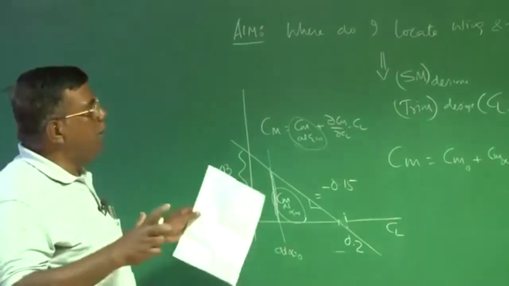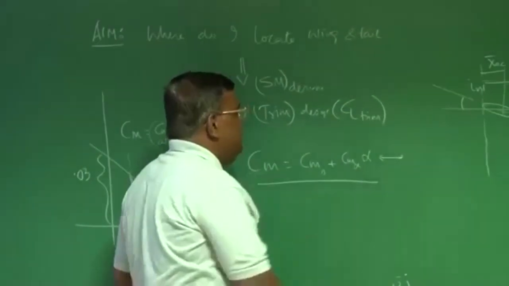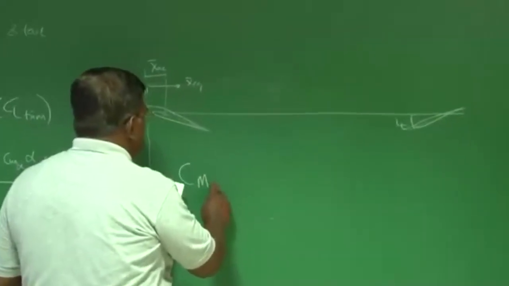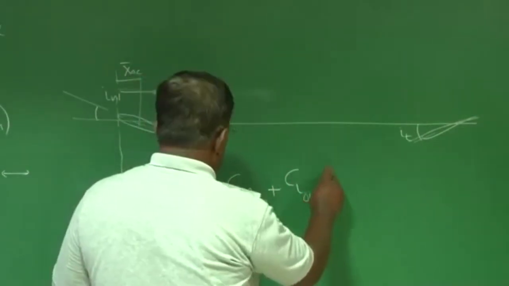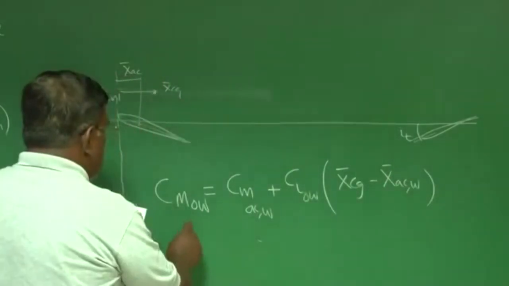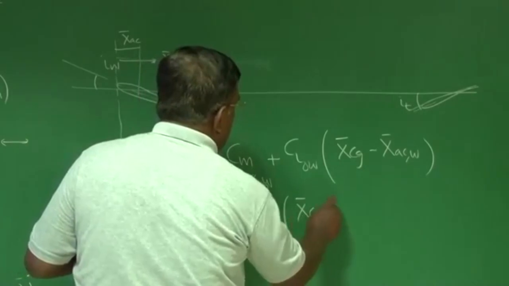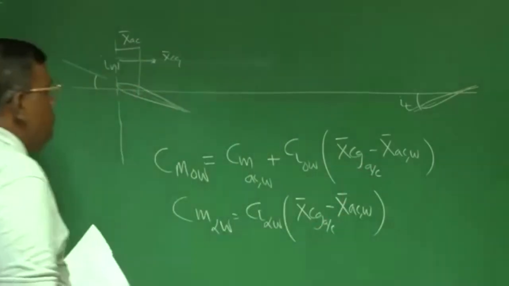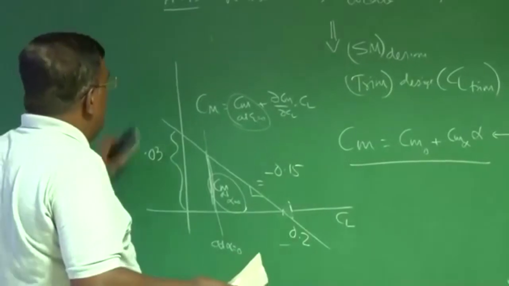And once you configure it, then you go for detailing what is CM at CL equal to 0, all such things you should modify. If I follow CM equal to CM naught plus CM alpha into alpha, then you recall that CM naught wing is equal to CM AC wing plus CL naught wing into XCG bar minus XAC wing bar, and CM alpha wing is nothing but CL alpha wing into XCG bar minus XAC wing bar, where CG is of the aircraft. This is the wing contribution towards CM naught. Okay, let me erase this so that you are not confused.